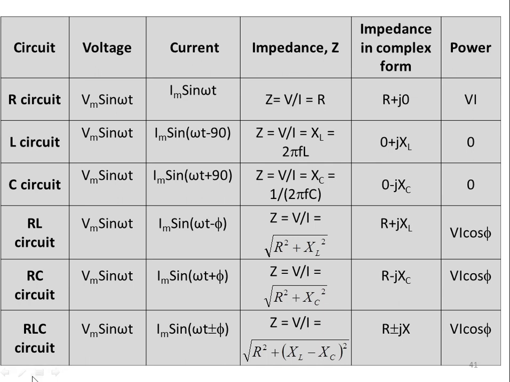Now in the case of an RLC circuit, current can be leading voltage or lagging voltage, so it is Im sin omega t plus or minus phi. So the impedance is given by root of R square plus (XL minus XC) whole square. So impedance in complex form is R plus or minus jX. If XL is greater than XC, then it is plus jX. If XL is less than XC, then it is minus jX. So the active power consumed is VI cos phi.